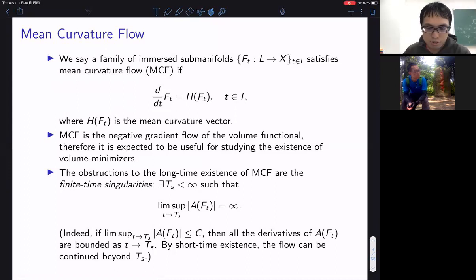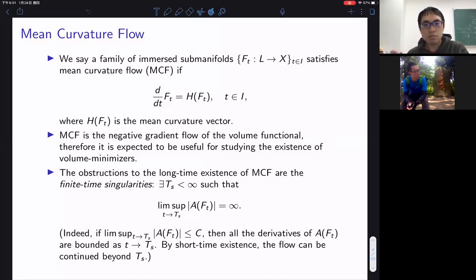However, there are obstructions to this nice picture. The obstructions are the finite time singularities. These are finite times Ts such that when time goes to Ts, the second fundamental form of the submanifold blows up. Indeed, one can show that if the second fundamental form is bounded, then all the derivatives of the second fundamental form are also bounded, and therefore the submanifold converges to a smooth submanifold.